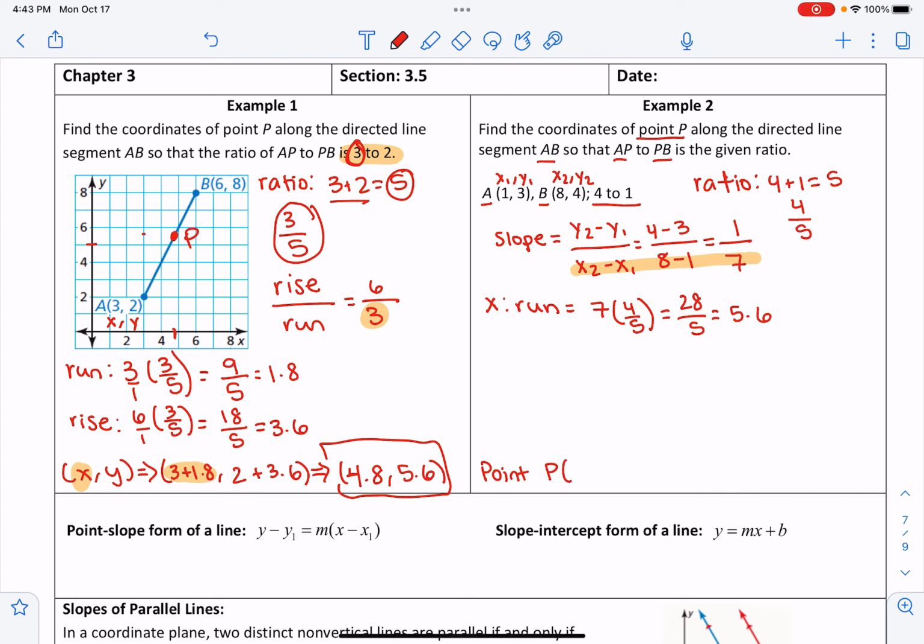So point P, again, starting at A has an x of 1. So we're going to take 1 and we're going to add to it this 5.6 that we now need to move over. Then we're going to do our y calculation.